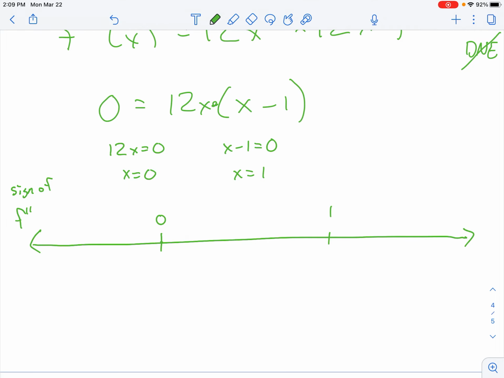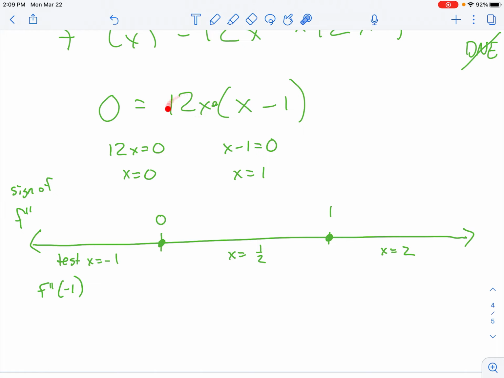And we're going to test some points in between there. This is where the second derivative is 0. So let's test x equals -1, x equals 1/2, and x equals 2. Anything in those intervals would work. What are we subbing into? We're subbing into the second derivative.